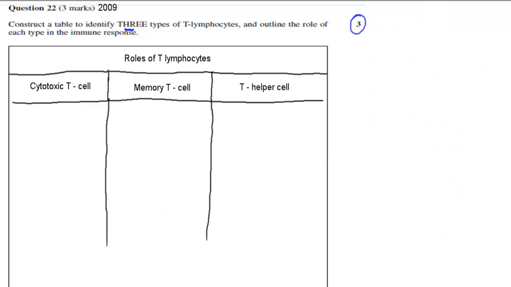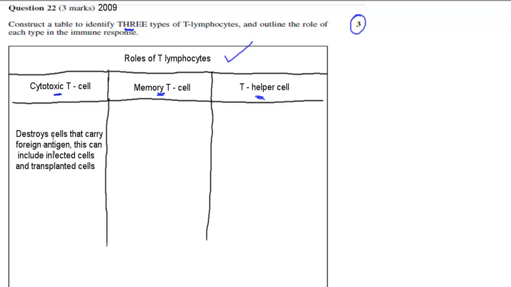But you actually get a mark for drawing a table. So this is your first mark, and that's a pretty easy mark. And then you get marks for outlining the function. These are the ones I chose: cytotoxic T cell, memory T cell, and the T helper cell. So cytotoxic T cell, its function was to destroy cells that carry foreign antigens. This can include infected cells and transplanted cells. So this would be the cell-mediated response. They are responsible for the cell-mediated immune response.